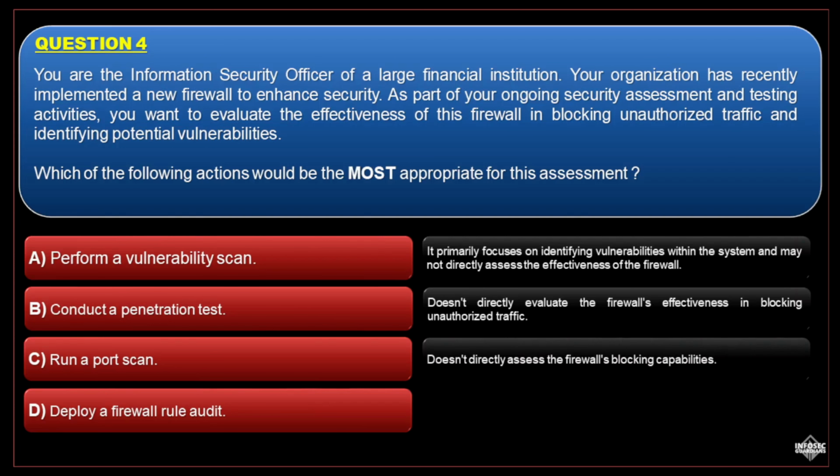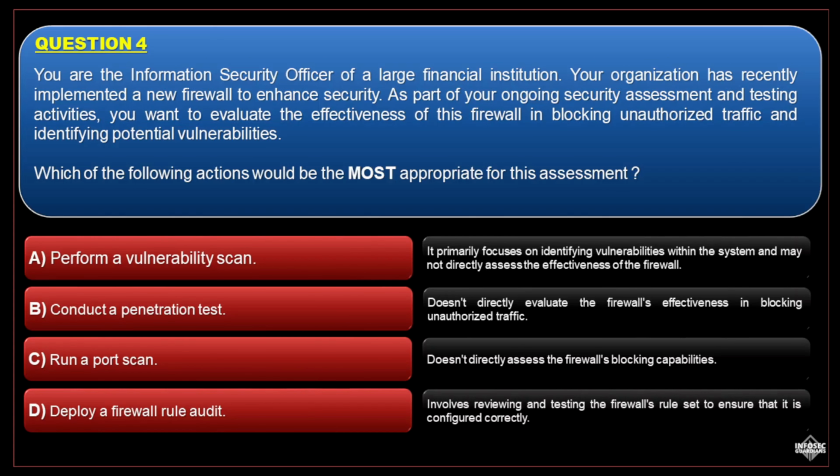Option C. Run a port scan. Port scanning is a technique used to discover open ports on a network, which can be part of a vulnerability assessment but doesn't directly assess the firewall's blocking capabilities. Option D. Deploy a firewall rule audit. An audit involves reviewing and testing the firewall's rule set to ensure that it is configured correctly and that it effectively blocks unauthorized traffic while permitting legitimate traffic. It directly assesses the firewall's effectiveness.